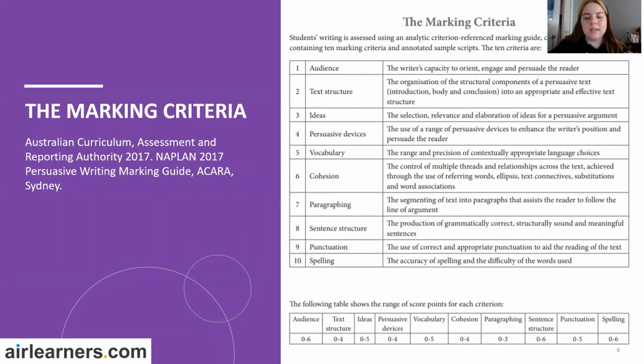Next is sentence structure, the production of grammatically correct, structurally sound and meaningful sentences, and that's 0 to 6. Next, punctuation, the use of correct and appropriate punctuation to aid the reading of the text, which is 0 to 5. And finally, number 10 is spelling. And this is the accuracy of spelling and the difficulty of the words used. So that's 0 to 6 points.